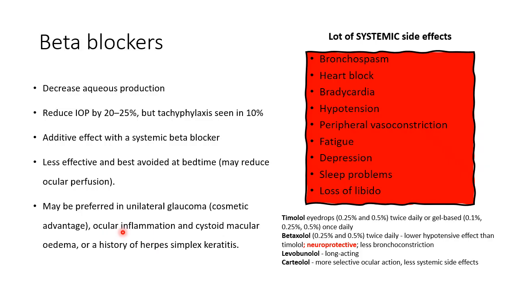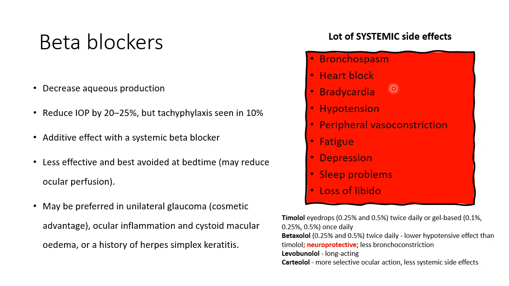Ocular inflammation, where you cannot give prostaglandin analogs, cystoid macular edema, and herpes simplex keratitis. So in conditions in which prostaglandin analogs cannot be given, you can try beta blockers. Topical side effects are not much, but there are a lot of systemic side effects. You have to know this, very, very important. That's why I put it in red over there.